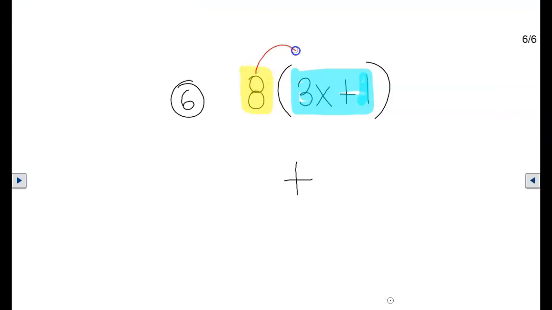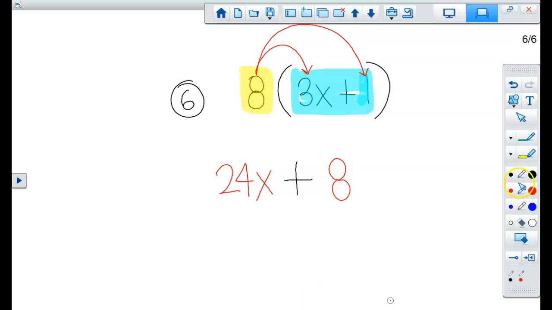So we're going to do 8 times 3x first. We do 8 times 3, 24. And then we bring down that x that was attached to the 3 and reattach it here. So 8 times 3x is 24x. Then we'll do 8 times the second member of the group. So 8 times 1 is just an 8. So we end up with 24x plus 8.